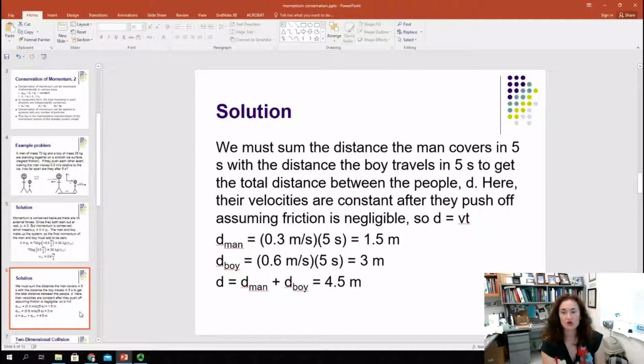right? So just using the idea that the distance is equal to the speed times the time, here we go. The distance that the man travels would be 0.3 meters per second times 5 seconds. Okay, the acceleration here is 0, right? So that gives me 1.5 meters traveled by the man. The boy has traveled 0.6 meters per second times 5 seconds. That means 3 meters traveled by the boy. And so that makes the total distance in between the man and the boy 3 plus 1.5 meters, or 4.5 meters. Okay? So that's a pretty straightforward application in one dimension of momentum conservation.